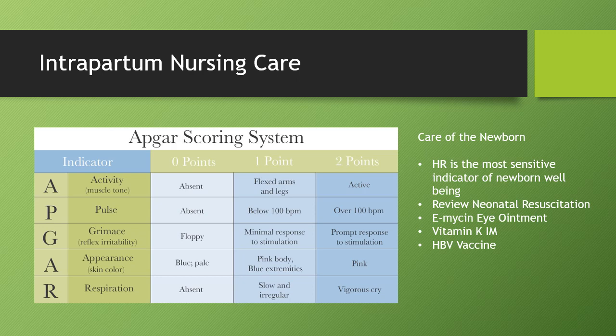Next, we look at the pulse. A pulse that was absent would be 0 points. We'd be doing CPR. A pulse that was below 100 would be 1 point. And you would also be doing compressions at that point in time. And then over 100 is 2 points, so that's good.